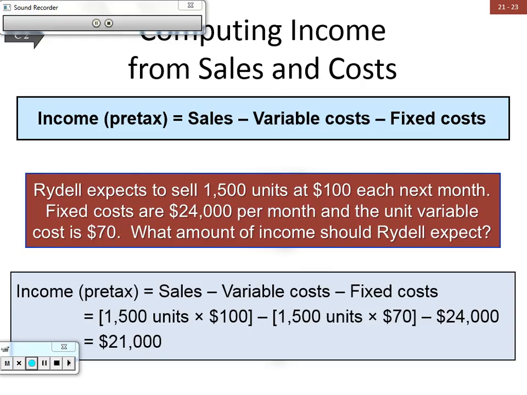So now that's 105,000. So we got 150,000 minus 105,000, which leaves what? 45,000. So the 45,000 minus 24,000 equals what? 21,000. So that's how we find our income pre-tax.